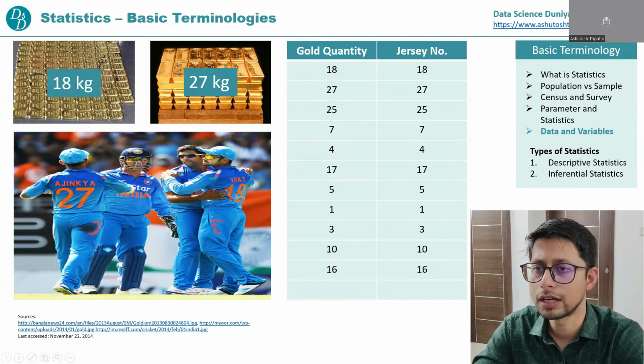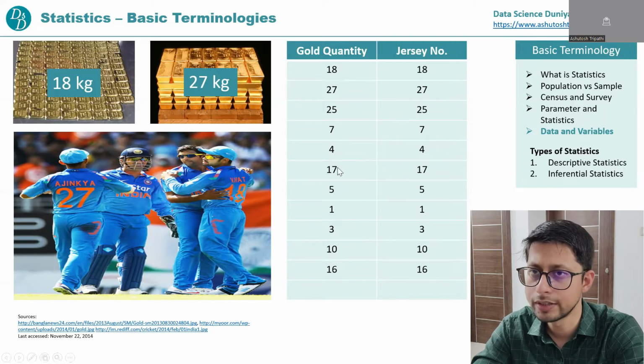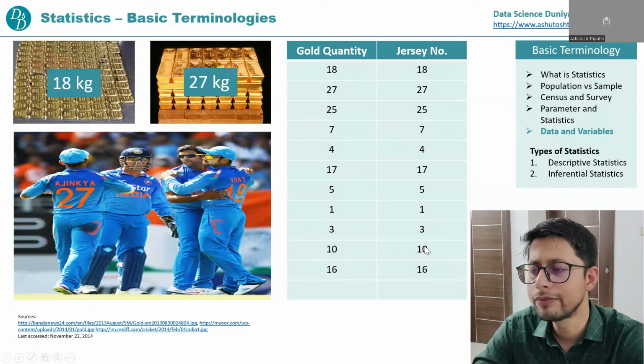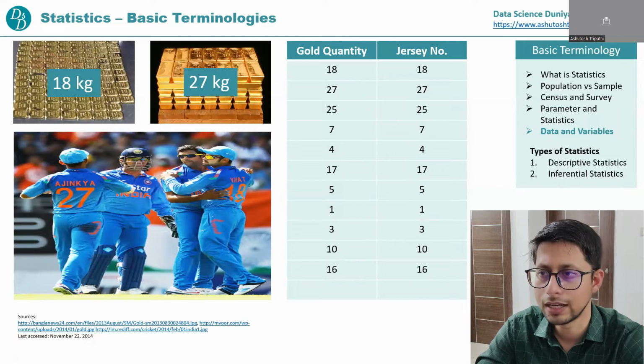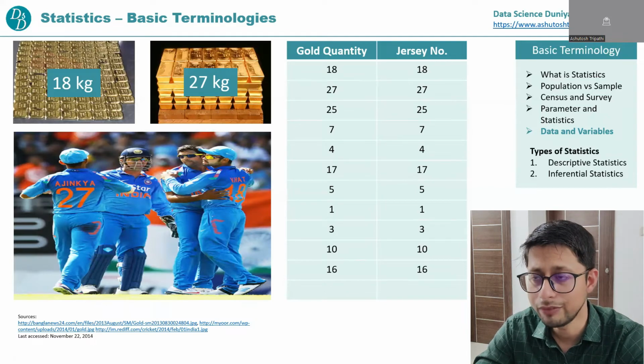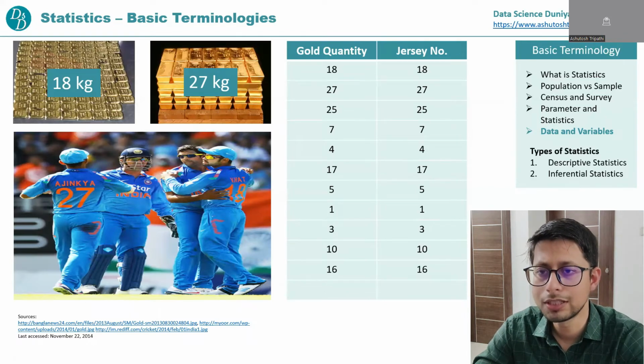But if we talk about jersey number, at a time on the ground from one team there will be only 11 players, right? If we talk about a cricket match, only 11 players, so only 11 different jerseys. So here we are limiting the number, but there won't be any limit on gold quantity. Even if you forget about the ground and talk about one country's whole history, there will be only a fixed number of jersey numbers till now. It will not be unlimited or infinite. If you count all those jersey numbers, it will be fixed.